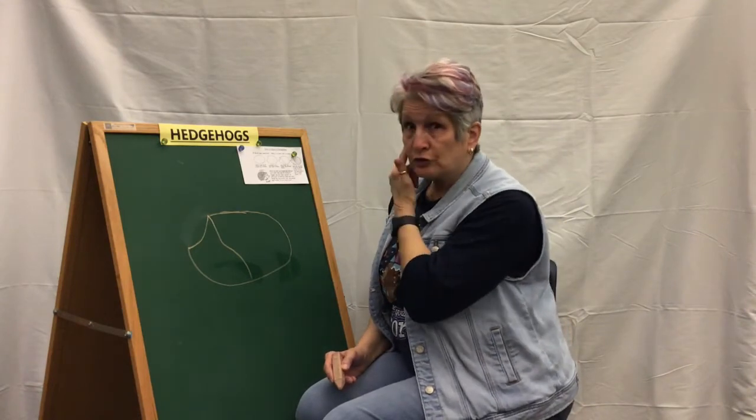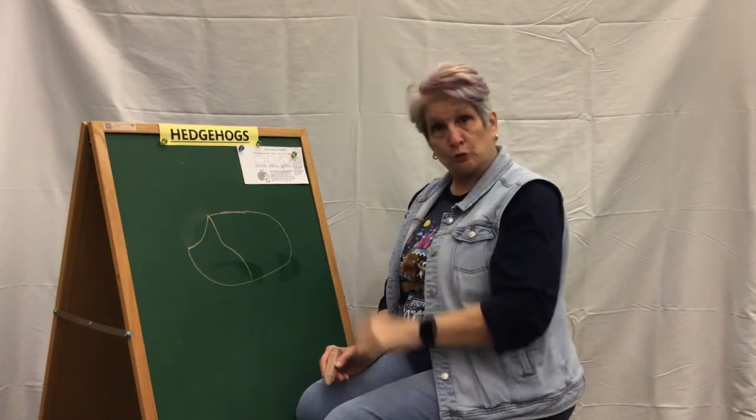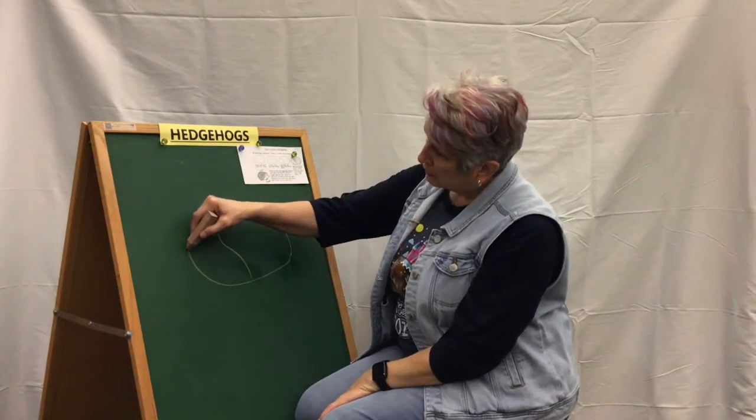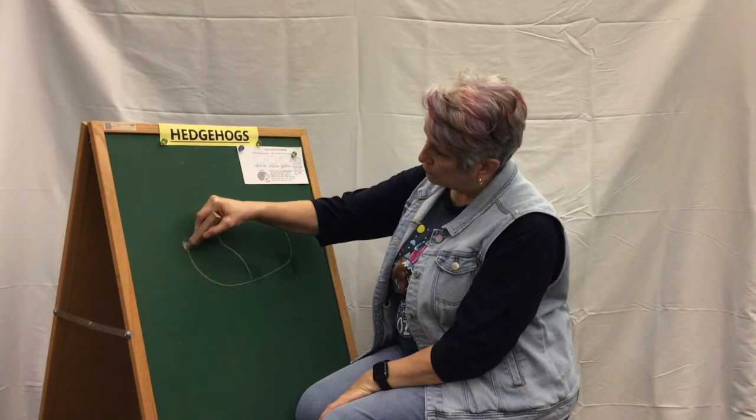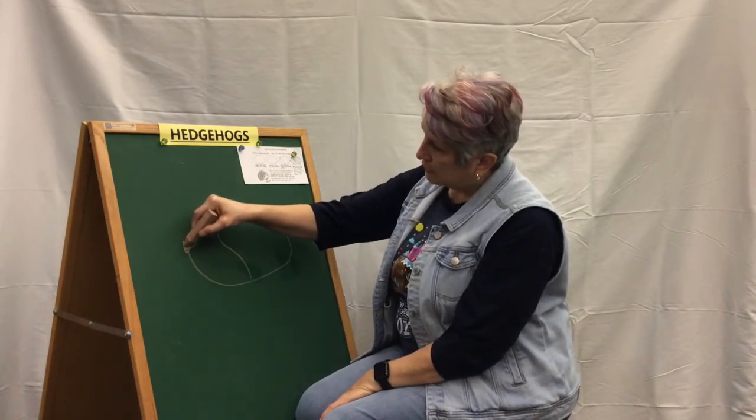All right, the next thing we're going to do is we're going to draw the face. Okay, can you tell me what we need on a face? We need a nose, eyes, ears, and a mouth. You're right. That's what we need. So the first thing we're going to draw is a nose. So you're going to draw a circle and color it in.